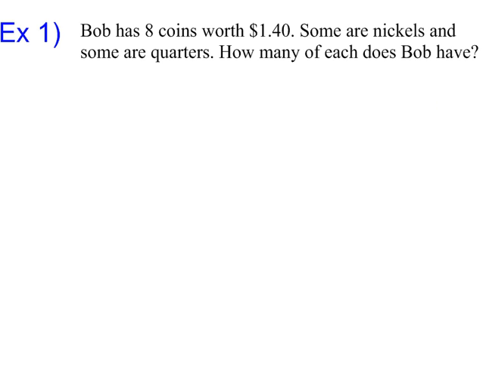Okay, so here we have Bob has 8 coins worth $1.40. Some are nickels and some are quarters. How many of each does Bob have? Well, remember, one is about quantity and one is about value.